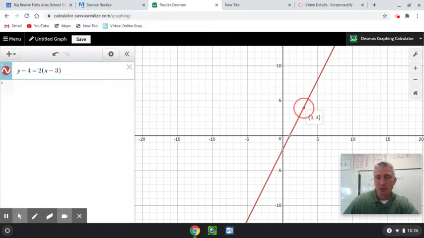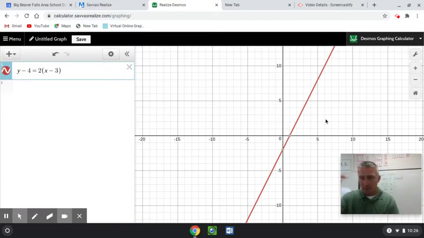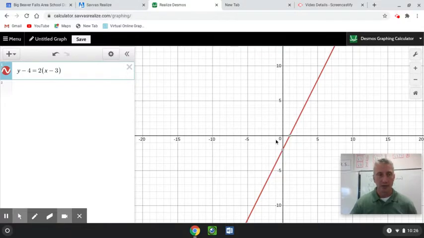Our slope is 2. So what that means is if I rise 2 and I run 1, I'm back at another good point, which is 4, 6. And if I rise 2 and I run 1 again, I'm back at another good point, which is 5, 8. So it'll continue to rise 2 and run 1 based on what we see here on the calculator.